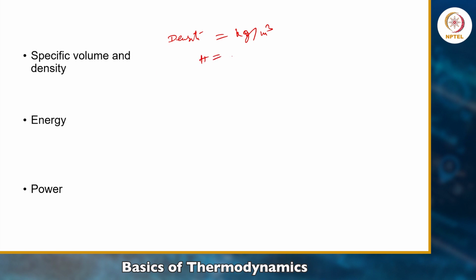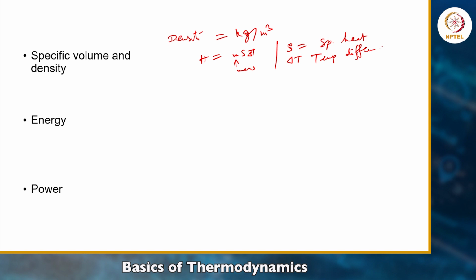Heat formula is like m s del T. M is mass, s is specific heat. Here I am using s as specific heat. Later I'll be using s as entropy, so don't be confused. Just temporarily I am using s as specific heat. You can use some other symbol also. Del T is the temperature difference.